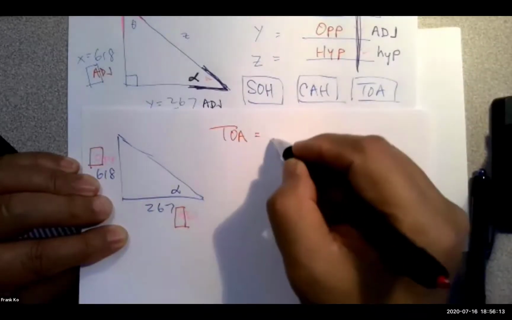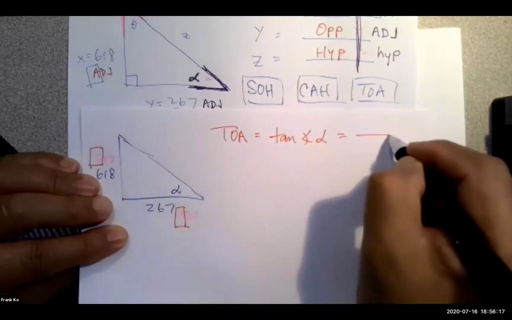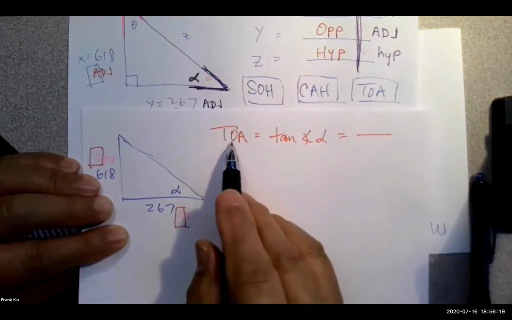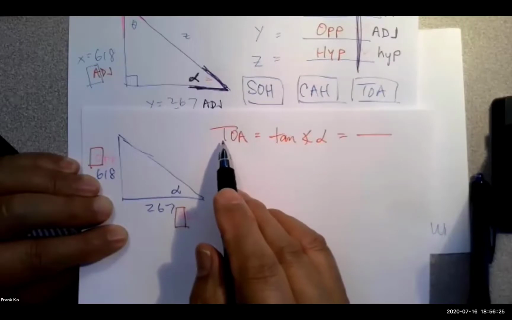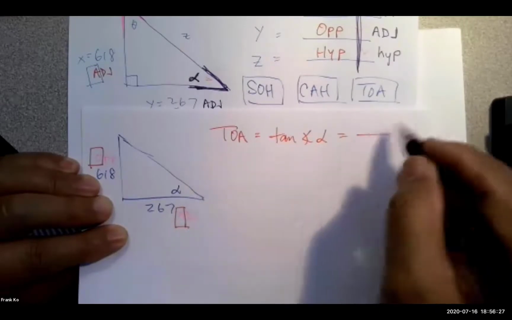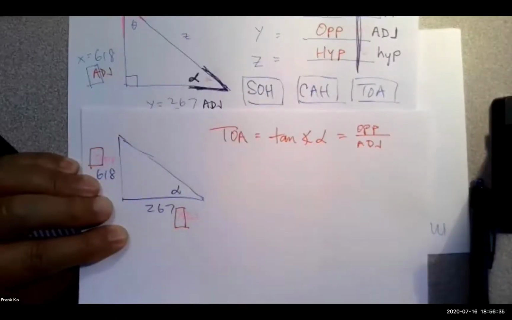What does that tell us? It tells us that the tangent of angle alpha is equal to a ratio. What's my middle letter? O. Second letter is an A. So what's my ratio? What over what? 618 over 260. I'm going to write out the names first. Opposite over adjacent, okay? So we'll always write out our formula first. That gives us a roadmap.